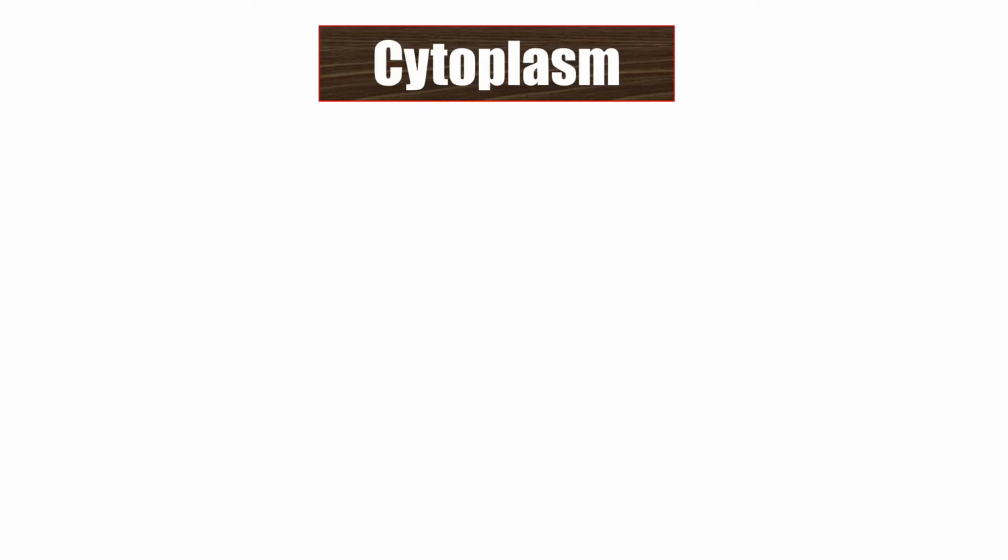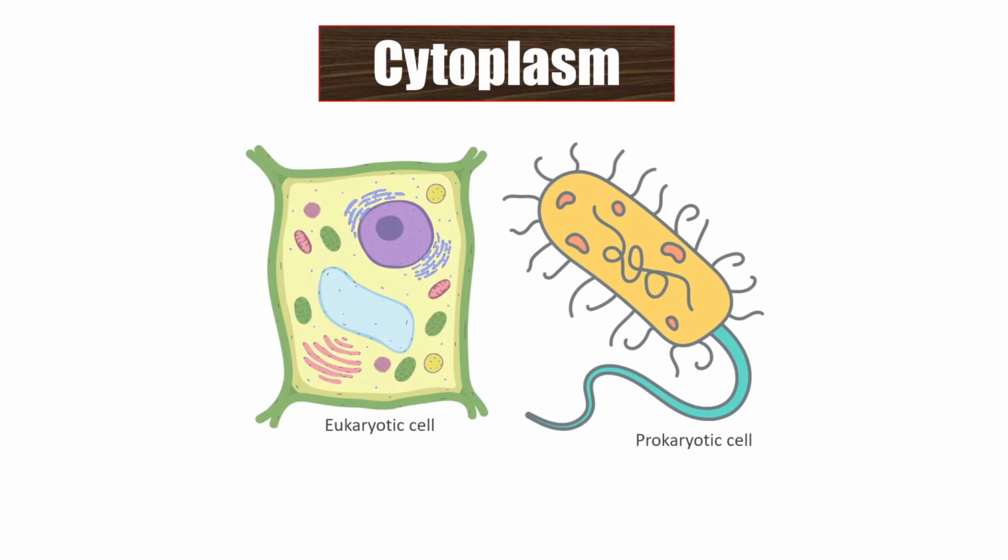What is cytoplasm? Remember, cytoplasm is a region between the nuclear membrane and the cell membrane. Here we have a eukaryotic cell and a prokaryotic cell. This is the nucleus, this is the nuclear membrane, this is the cell wall, and inside of the cell wall this is the cell membrane. So the area between the cell membrane and the nuclear membrane will be called cytoplasm. Similarly, the prokaryotic cell also has cytoplasm.